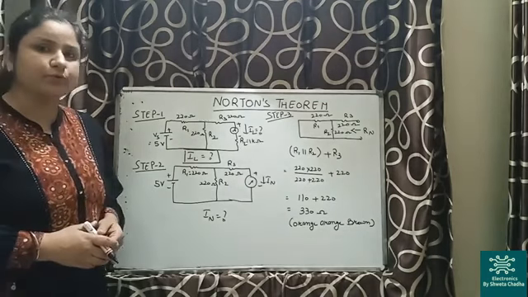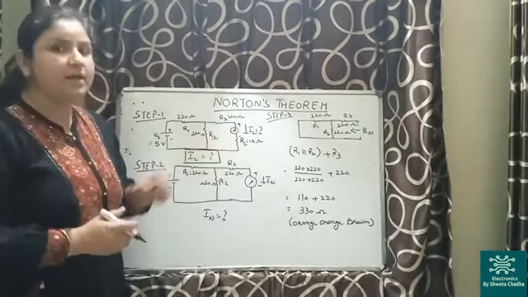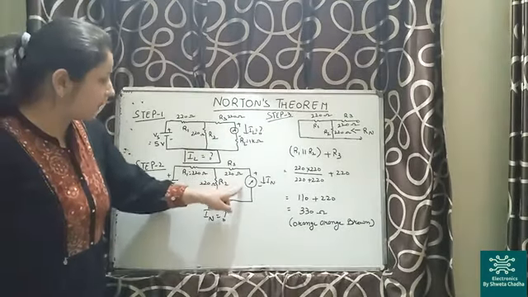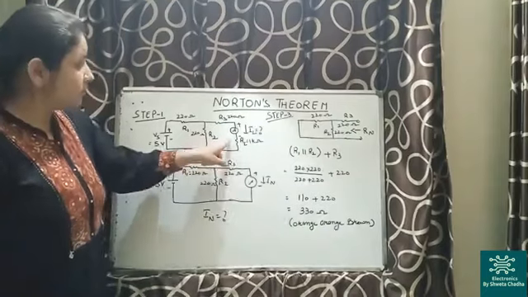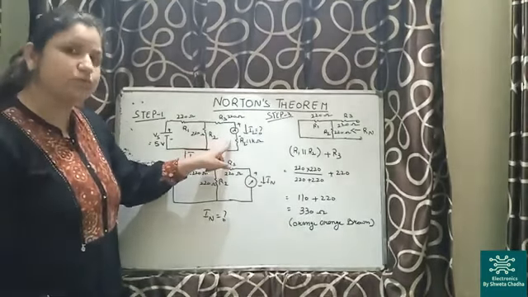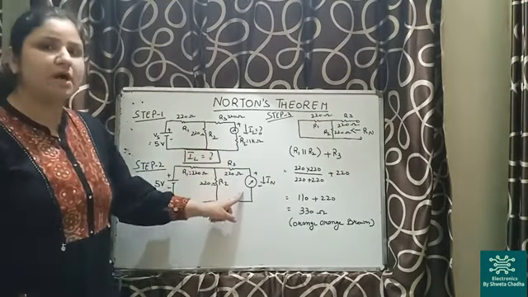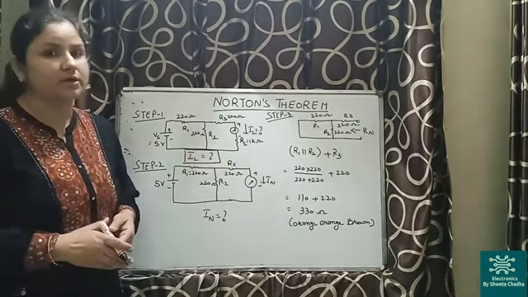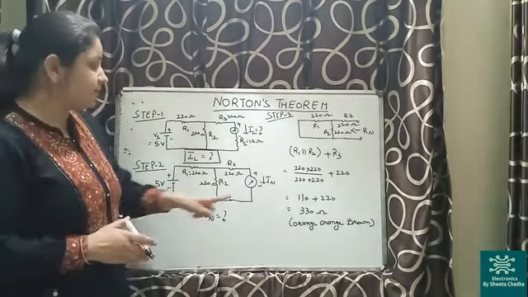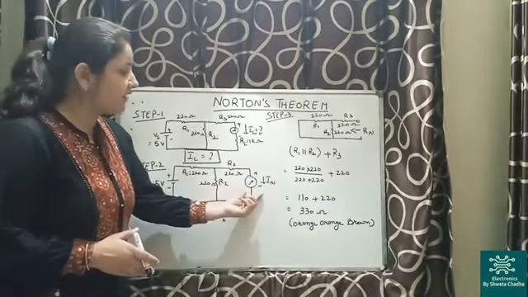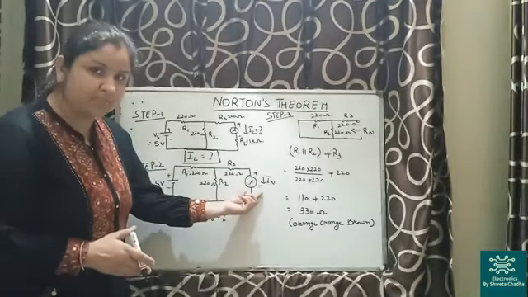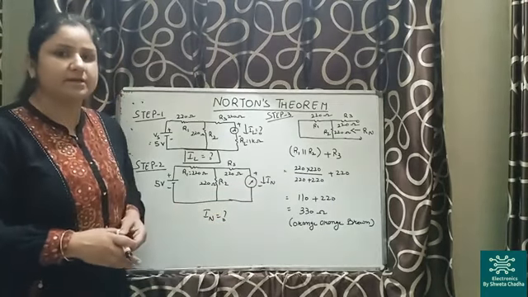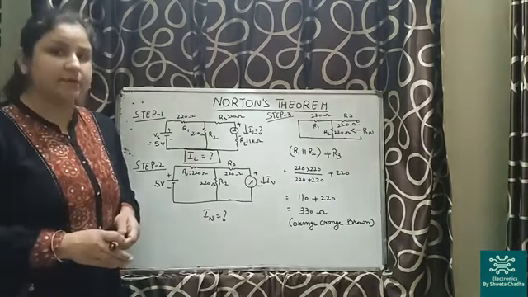Step number 2. As per step number 2, remove RL and calculate short circuit current. So now as you can see it over here, I have removed RL, that is 1 kilo ohm resistance, and now we are supposed to calculate IN, that is Norton current, short circuit current. And by removing RL, I have just connected an ammeter over here in series. Thus, we will be able to calculate IN, that is Norton current.